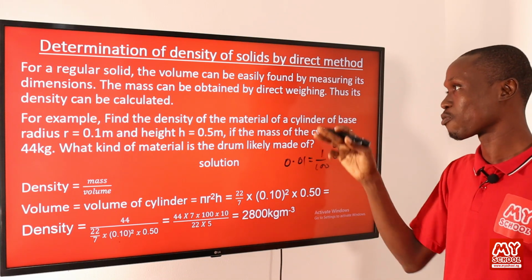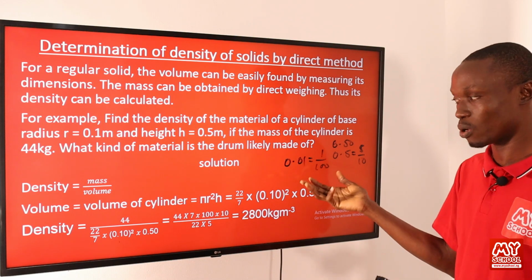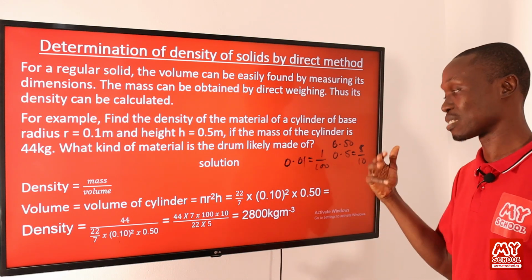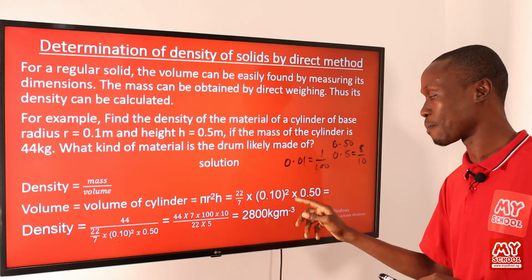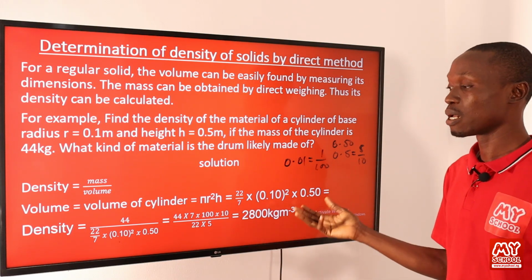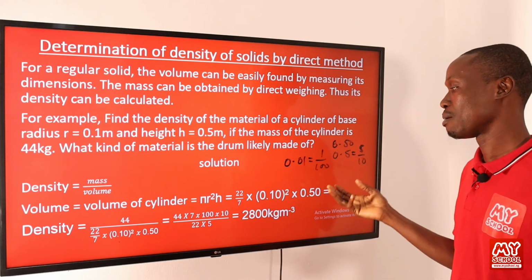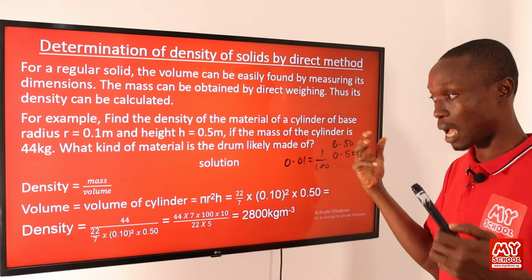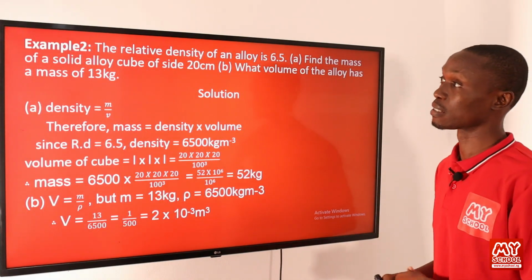So from the previous table, you find out that this is very close to the density of aluminium, which is about 2.7 times 10 raised to power 3 kilogram per meter cube. So we can say the material of the drum is probably made from aluminium. Okay, so let's move to the next slide. So let's take example 2.